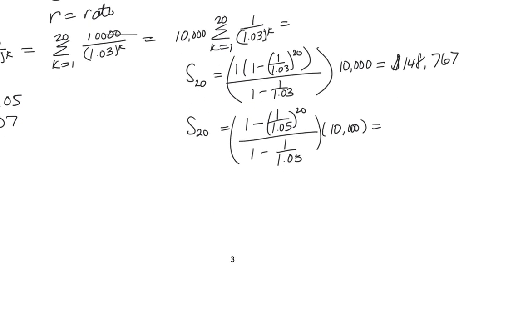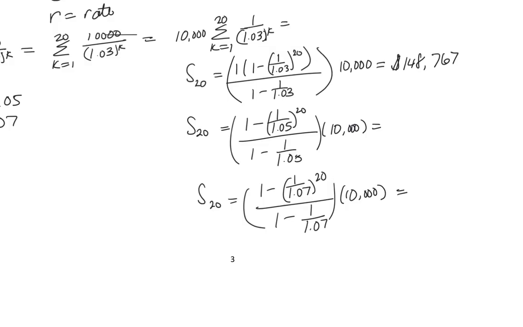And then my last one, the only thing that's going to change S of 20 here is I'm going to have 1 minus 1 over 1.07 raised to the 20 over 1 minus 1 over 1.07. Multiply this thing by that 10,000 again, and then whatever that equals.